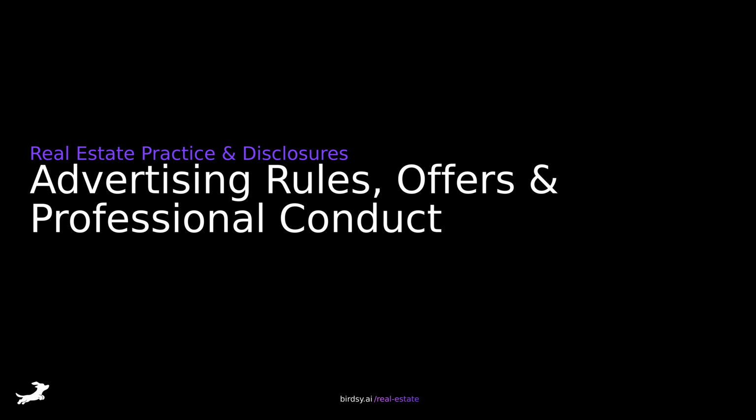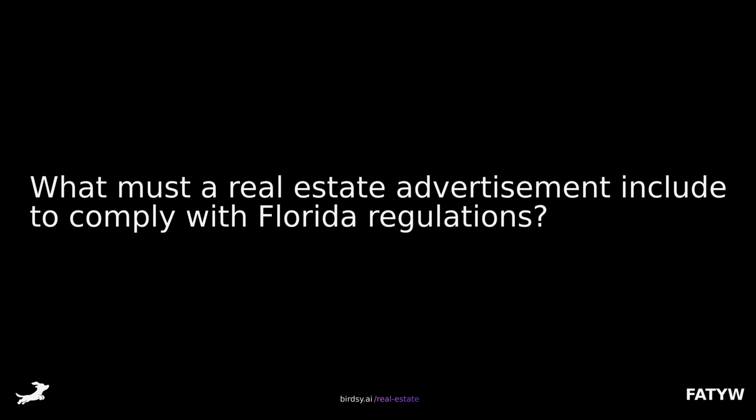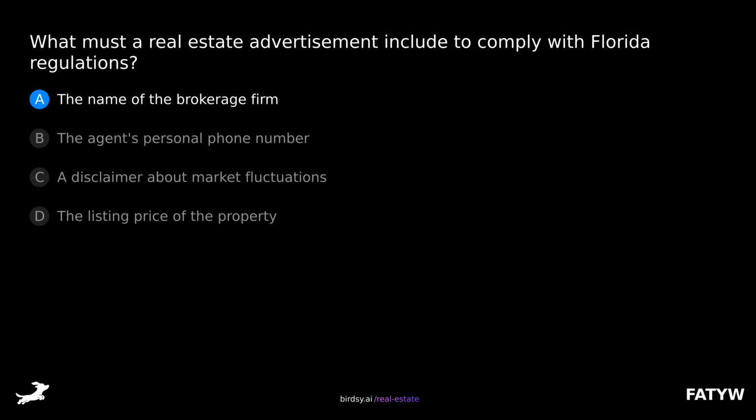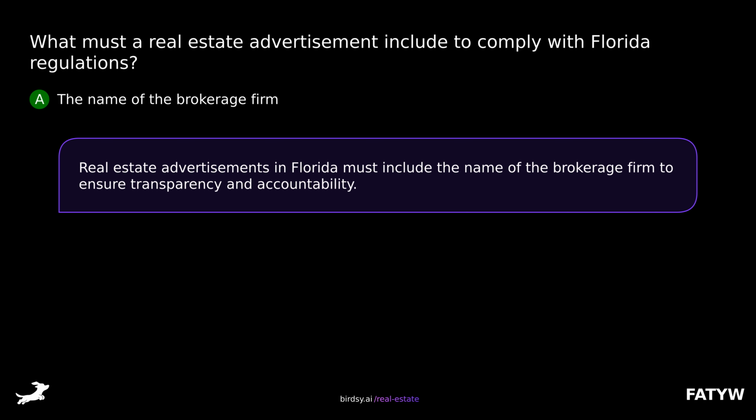Advertising rules, offers, and professional conduct. What must a real estate advertisement include to comply with Florida regulations? Is it A, the name of the brokerage firm, B, the agent's personal phone number, C, a disclaimer about market fluctuations, or D, the listing price of the property? The answer is A, the name of the brokerage firm. Real estate advertisements in Florida must include the name of the brokerage firm to ensure transparency and accountability.